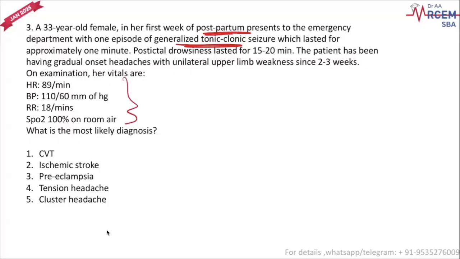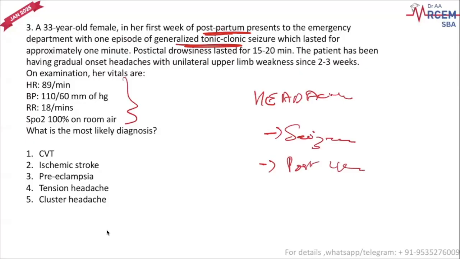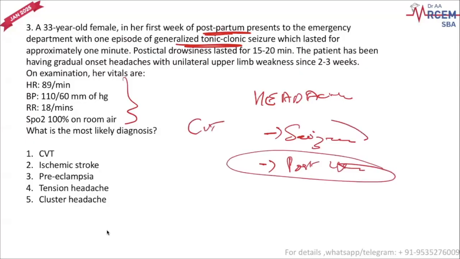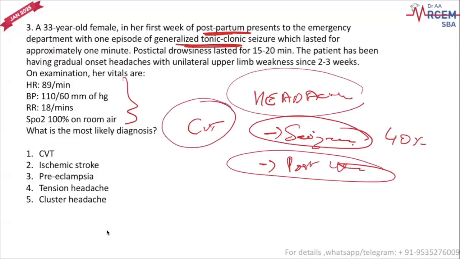What are we suspecting? There is a headache which has been present chronically. Now the patient has presented with two parameters. One is the seizures. Another thing is the patient is postpartum. Keeping in mind, postpartum is a risk factor for CVT. And usually in CVT, 40% of the time they will have seizures and there is a headache. So putting all this together, the patient is having a CVT, cerebral venous thrombosis.